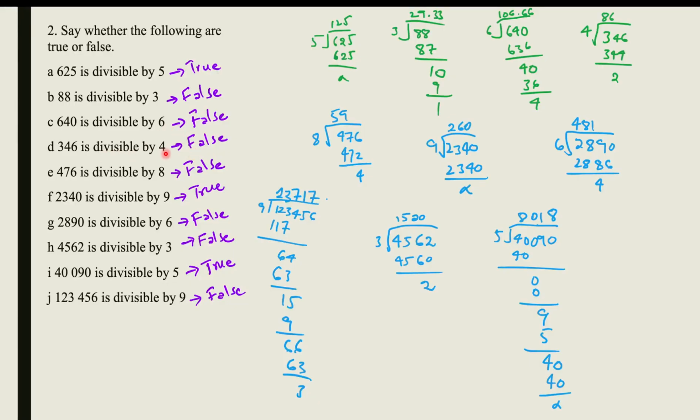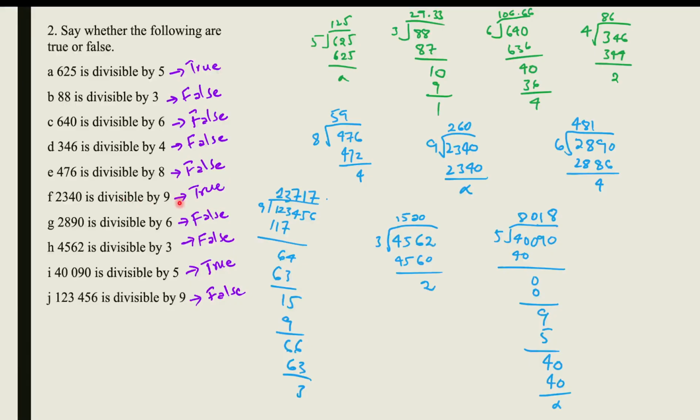346 is divisible by 4. It's also false, as you can see. In here, it's not dividing it evenly or completely. We are left with a remainder as well. Next, we are having 476 is divisible by 8 or not. We have mentioned the answer is false because in here, as you can see, again, we are having a remainder of 4 and we are not able to divide it evenly or completely. Therefore, it is false.